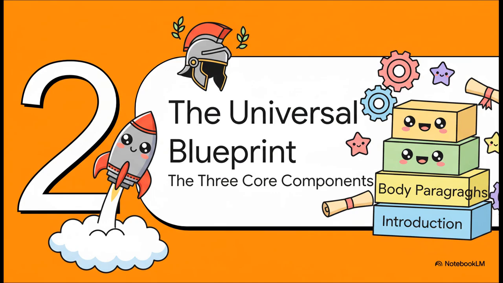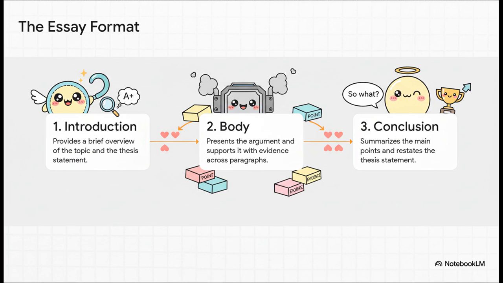And here's the great news. It doesn't matter if you're writing about ancient Rome or the future of rocket engines. Almost every single academic essay is built on the exact same, simple, three-part foundation. We're going to call it the universal blueprint. First up, the introduction. This is your hook. Its job is to grab the reader's attention and then state your thesis. And let me tell you, your thesis is the single most important sentence in your entire essay. It's the main argument you're setting out to prove.